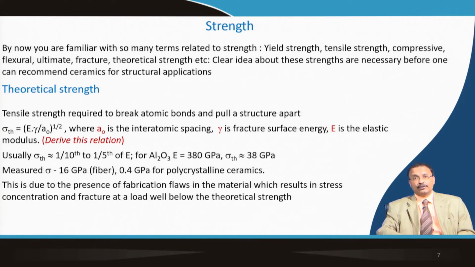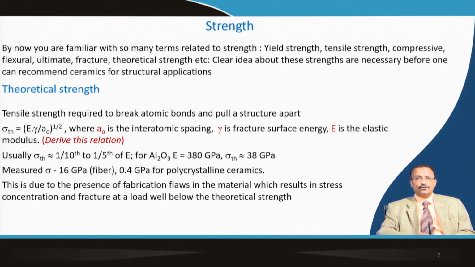By now you are familiar with so many types of strength. We talked about yield strength, tensile strength, compressive strength, flexural strength, ultimate strength, fracture strength, theoretical strength. So many strengths we described in our previous lecture on the mechanical properties of non-metallic materials. It is important to have a very clear idea about these strengths before you can recommend a particular brittle ceramic material for any structural application.